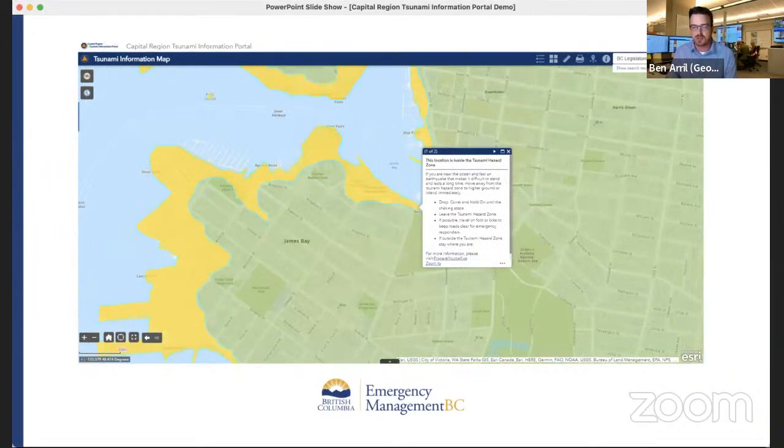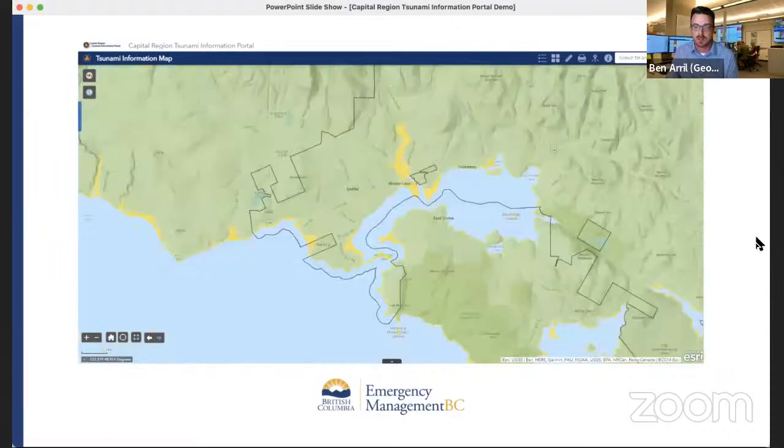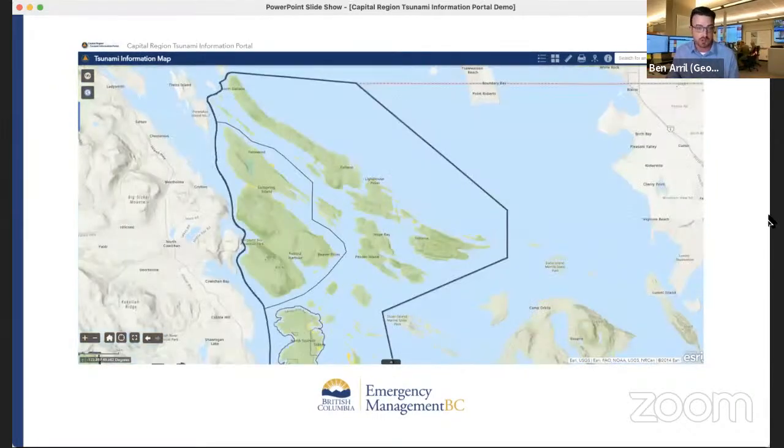When you're in a tsunami hazard zone, for instance, right along the water in James Bay, public safety information and guidance will pop up. As it says here, in the event of a felt earthquake, if you're in a hazard zone, you should move outside the hazard zone immediately once the shaking has stopped. And you can find this information for locations across the Capital Region, from Sooke to Salt Spring Island.